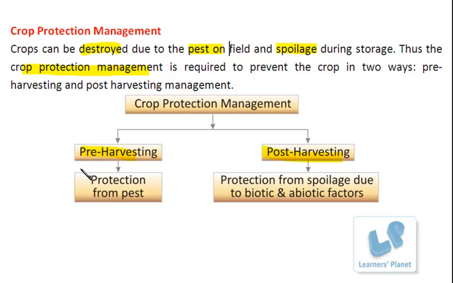So it's clear that if it is pre-harvesting, the protection is against pests, right? And if it is post-harvesting, then definitely it is protection from spoilage. And this spoilage can be because of biotic factors or abiotic factors. You all know that biotic means living organisms and abiotic means non-living factors like the various physical conditions. So now we have to consider these two parts, and let us discuss how the protection is done or managed prior to the harvesting season or after that.